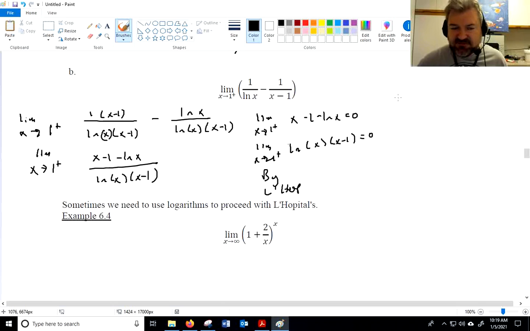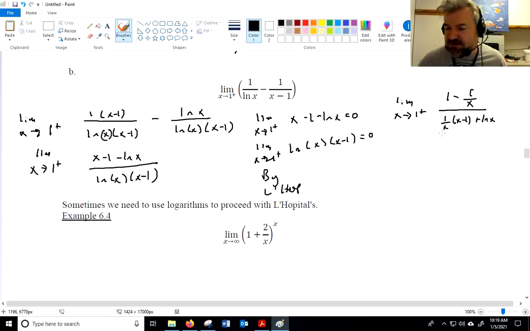So I need to take the derivative of the top, which becomes 1 minus, and the derivative of the natural log of x is 1 over x. And the derivative of the bottom is going to require a product rule. So I have to do the derivative of the first, 1 over x, times x minus 1, plus the natural log of x, and the derivative of x minus 1 is 1. All right, so what do we end up getting here? Well, we're going to still end up with some indeterminate forms, but let's do some simplifying.